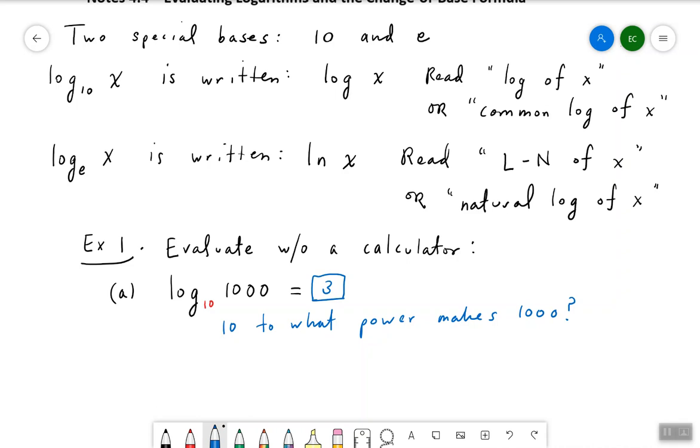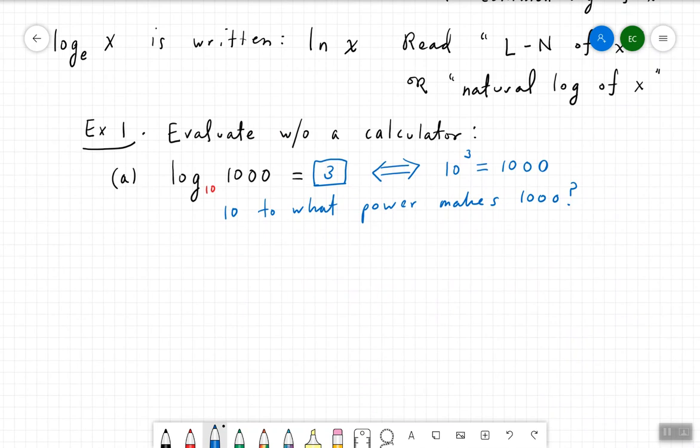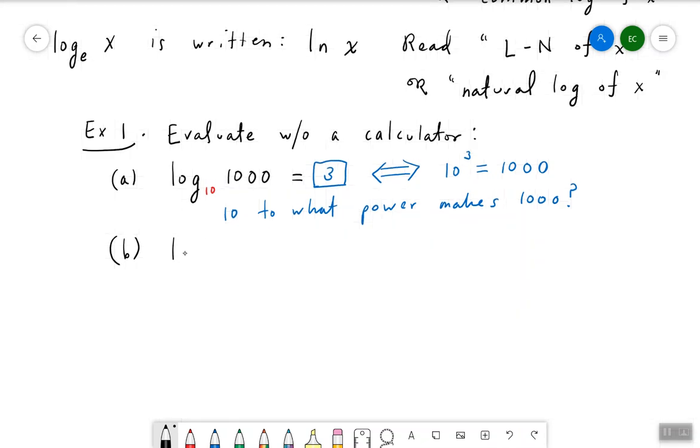And we can justify that with the corresponding exponential. Right? 10 to the third power is 1,000. Therefore, the common log of 1,000 is 3. Okay, let's do one more. Let's do the natural log of e to the 5th power.